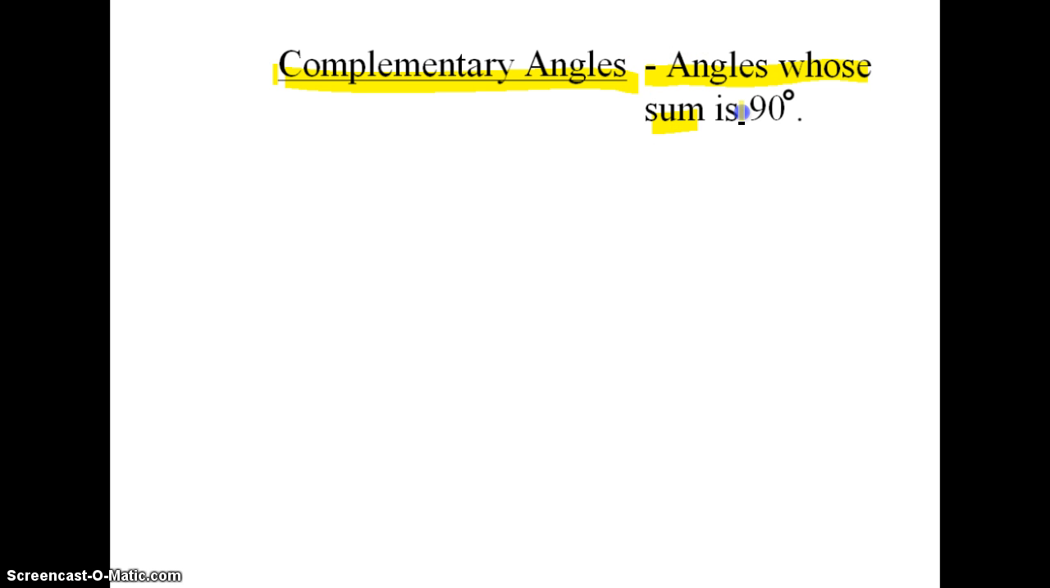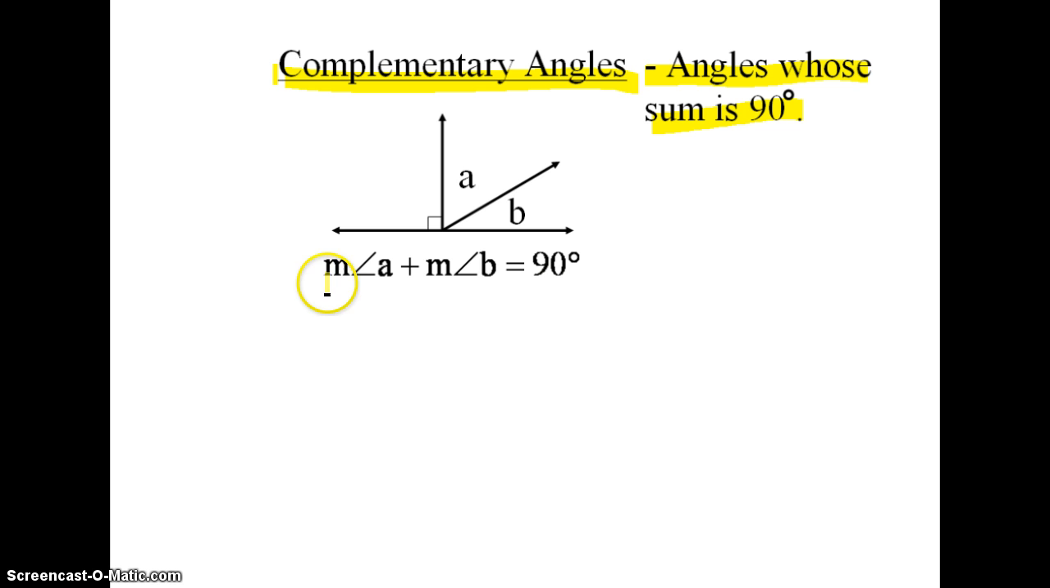Alright, let's talk about complementary angles. Go ahead and copy that down. Now, complementary angles are angles who add up to 90 degrees. And we all know what a 90-degree angle looks like. It looks like that. So if I were to take the side on the right and split that into two angles, A and B, then we could say that the measurement of angle A plus the measurement of angle B will equal 90.